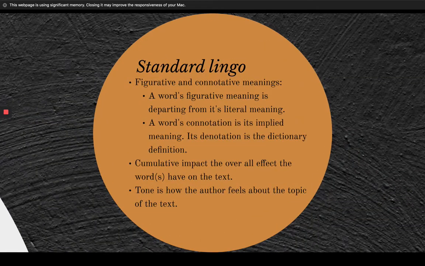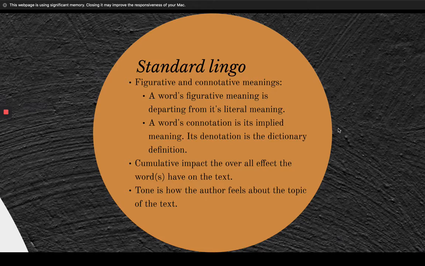Some of the lingo in RL4, such as figurative and connotative meanings, I just wanted to explain real quick. So, a figurative meaning is departing from its literal meaning. So, it's more of a symbolic description. A word's connotation is its implied meaning, and this is kind of the social definitions that we associate with words. A denotation of the word is the dictionary definition. So you may have words that have the same dictionary definition, but their connotations can be positive or negative, and we'll talk about that again in a second.